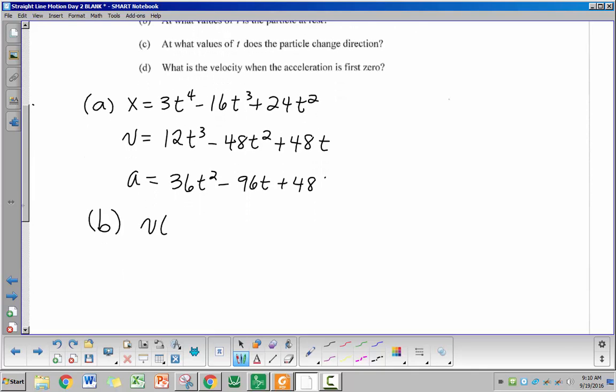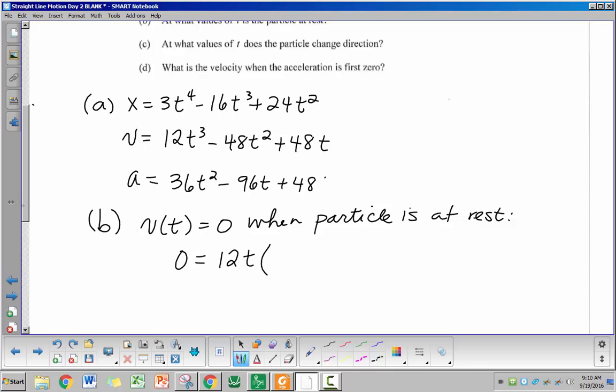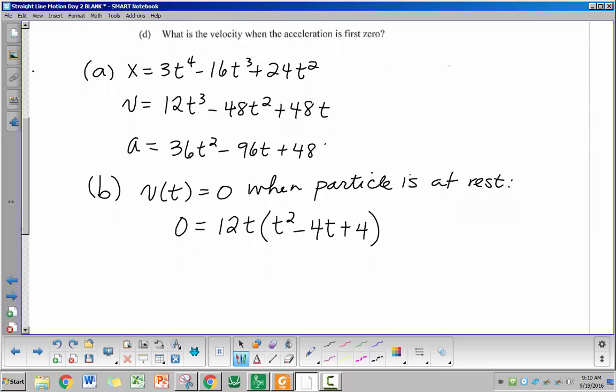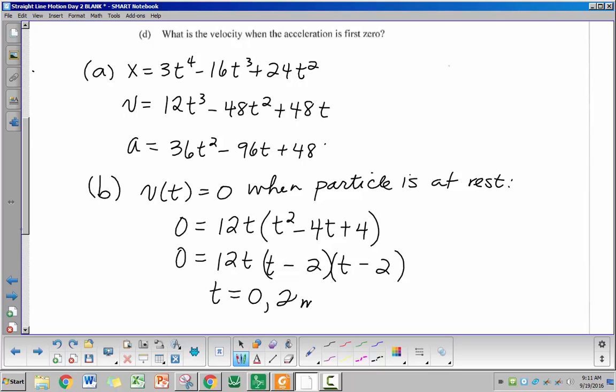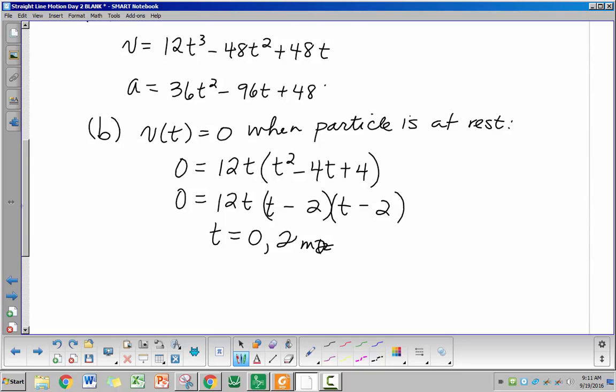That's right. So the velocity equals 0 when the particle is at rest. So what am I going to do? I'm going to take v of t and set it equal to 0. Can I take a 12 out of everything and a t? Yes. I get t squared minus 4t plus 4. Everybody follow that? So 0 equals 12t times, and this thing does factor, t minus 2 and t minus 2. So t equals 0 and 2 with a multiplicity of 2. The particle is at rest at those two locations.